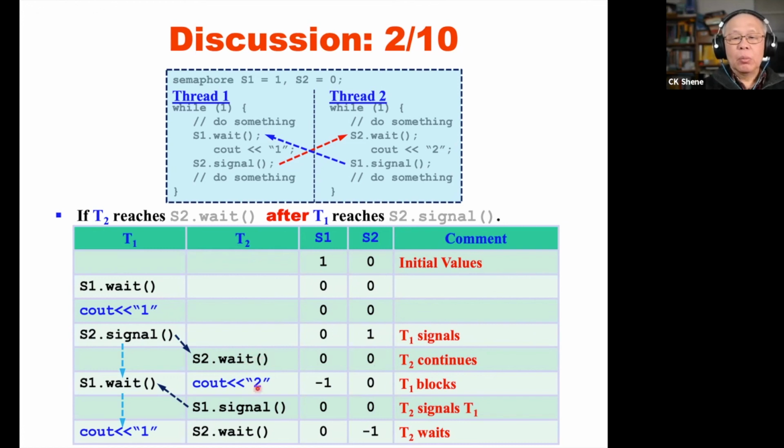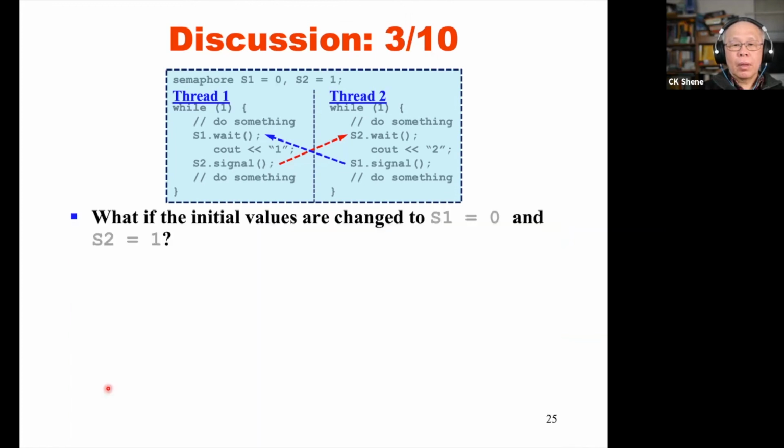So T2 prints out 2. And if at the same time T1 reaches the wait, it loops back. And then after printing 2, T2 signals S1. So as you can see, the output is 1, 2, 1, 2, 1, 2, 1, 2, 1, 2. Hope these two execution sequences help you understand the details. Now, in the next few slides, it's just some simple discussions.